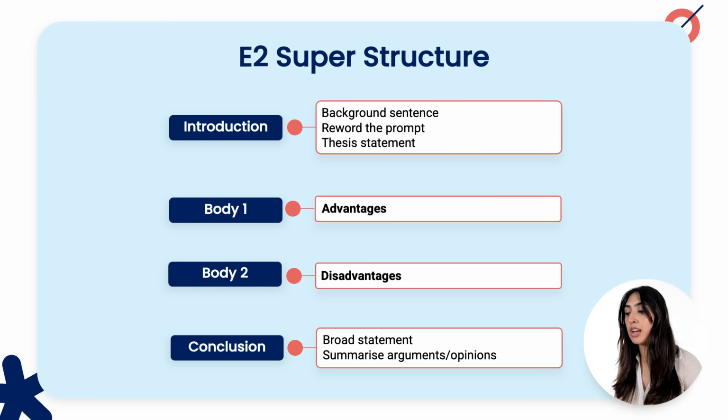Remember to include at least 2 advantages in your first body paragraph and 2 disadvantages in your second body paragraph. And finally, in your conclusion, you'll write a broad statement about the topic and then summarize your arguments and opinions.